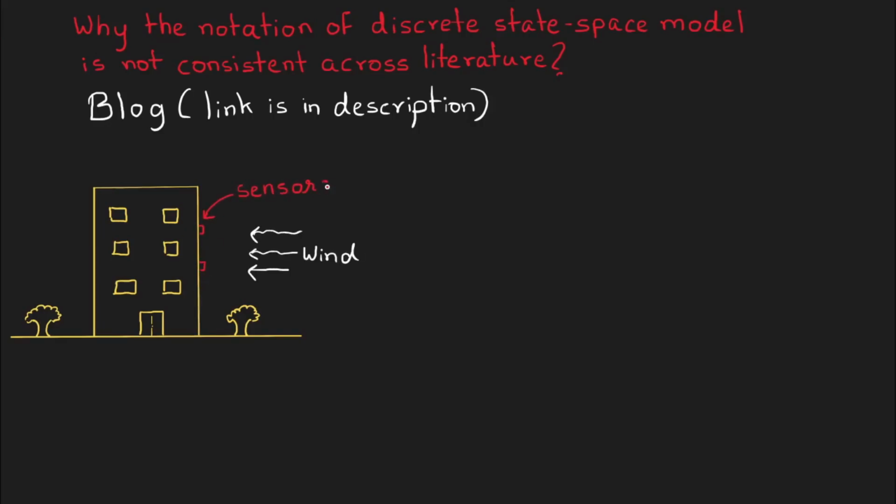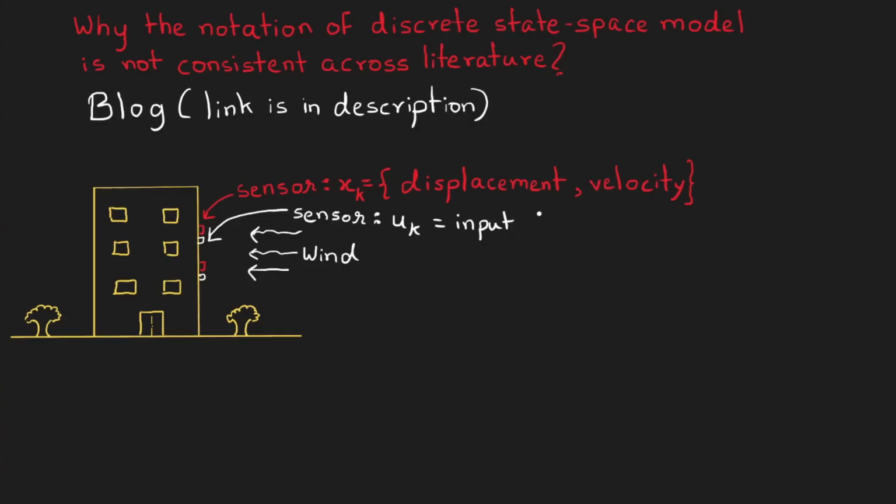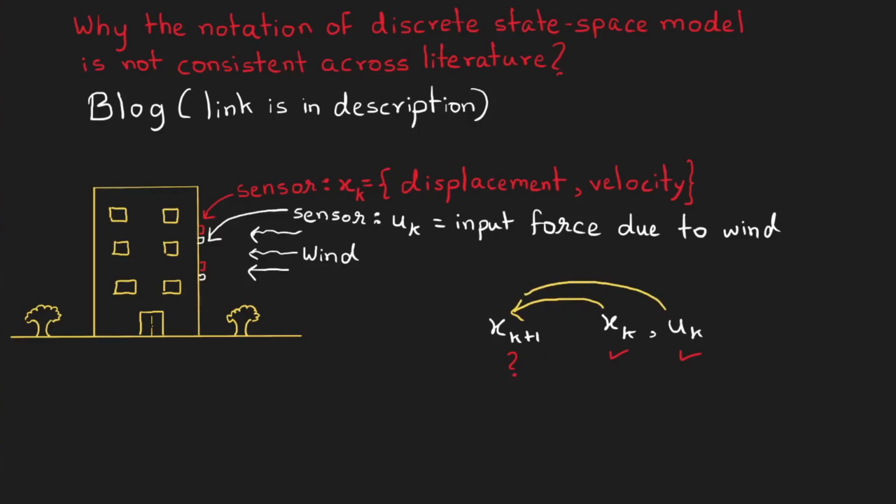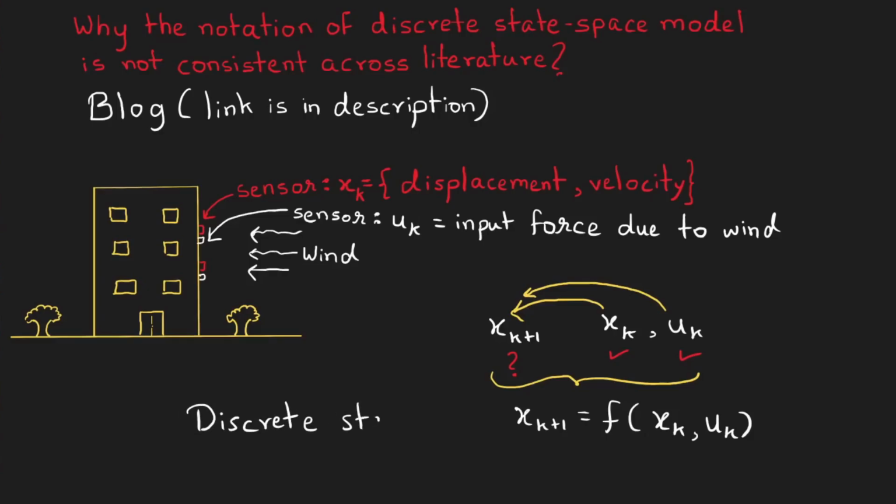State of a building could be defined by its displacement and velocity measured at its few locations. Input force due to wind could be measured using pressure sensor. Based on this sensor data, we know the state of a building X and input force U at time step K. Suppose we want to find the building state at next time step K plus 1. For this purpose, we need to know the relation of Xk and Uk with Xk plus 1. This relation is given by a mathematical model called discrete state-space model.